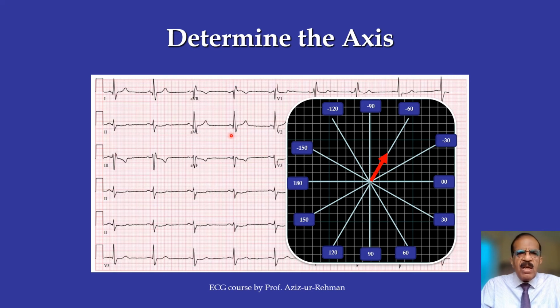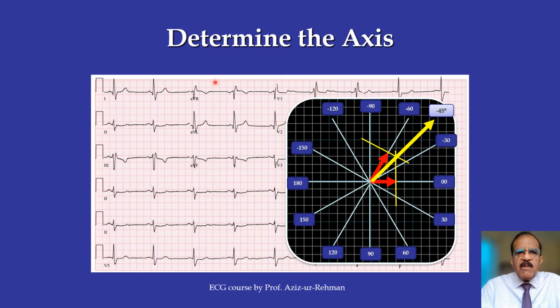And the second one, maybe lead 1. Yes, lead 1. In this case, predominant deflection is positive, so we draw an angle like this. And again, we would draw lines at right angle, and we combine these, and then we have the axis of minus 45. So this patient has got axis of minus 45.